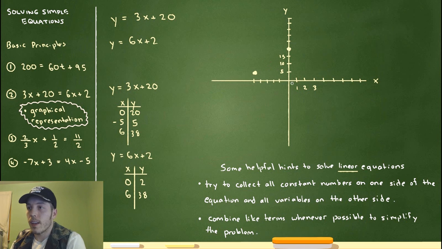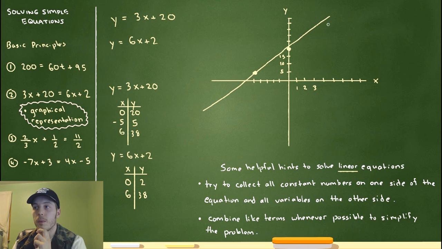Okay, that's good. And so my line, let's see if I can draw a straight line as best I can here. That's why the graphing calculators are nice for this. Okay, so there's my line. That's pretty good. And so that's y is equal to 3x plus 20.